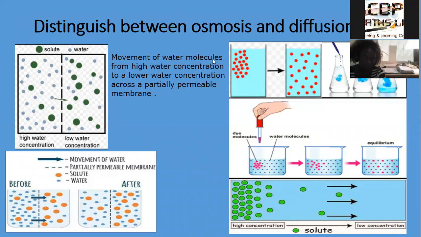But if you're having movement, you must have a preposition that is saying what? From, because it's coming from somewhere. Where is it coming from? High water concentration. Where is it going to? Lower water concentration. How it got there? Across a partially permeable membrane.